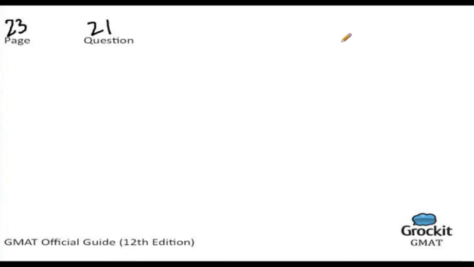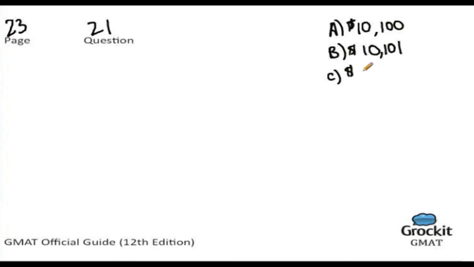All right, and then we have choice A, 10,100. Choice B, 10,101. C, 10,200. D, 10,201. And E, 10,400.